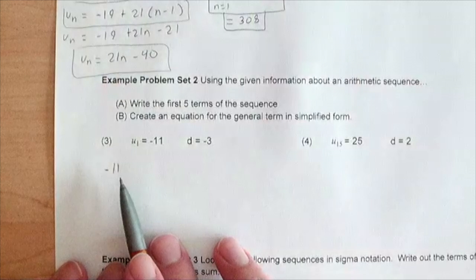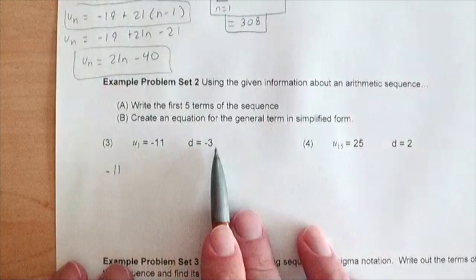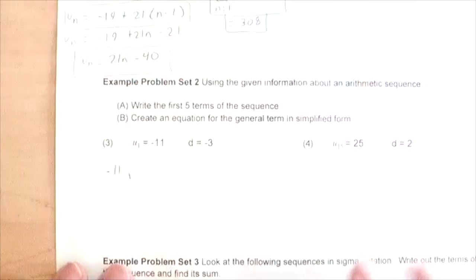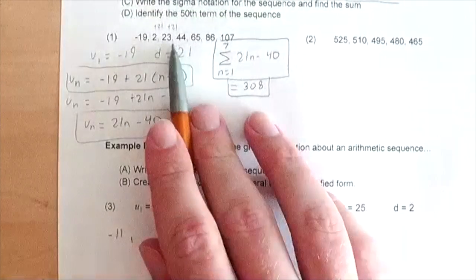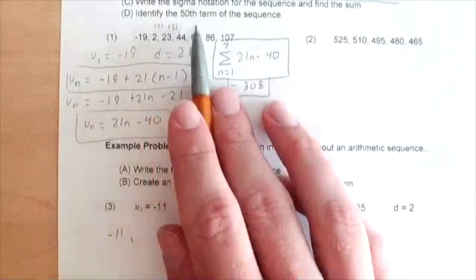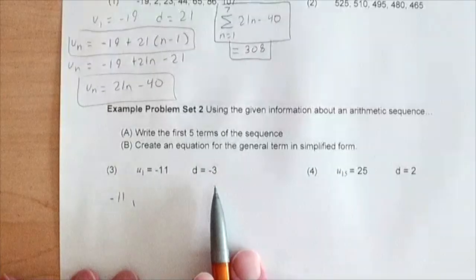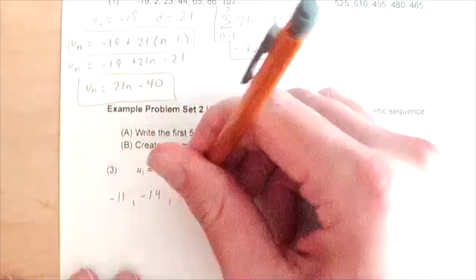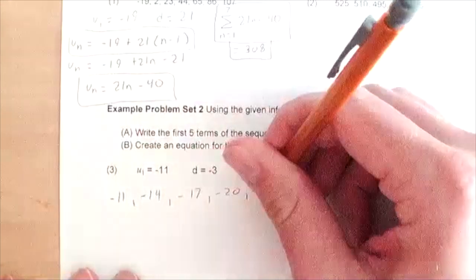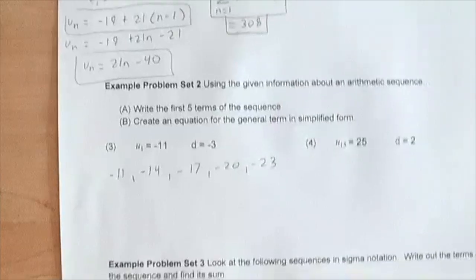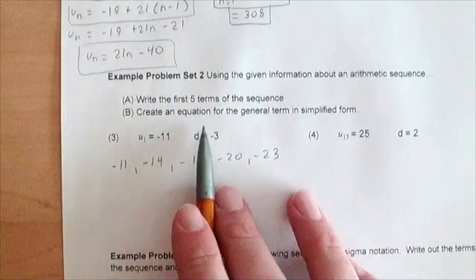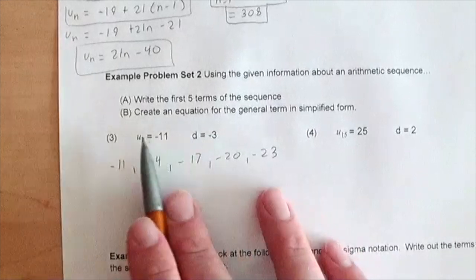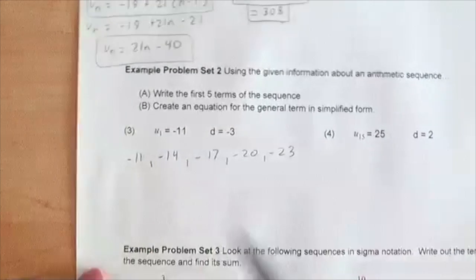So the first term is negative 11, and then the common difference is negative 3. And that means the number is getting less and less by 3. It's going down by 3, right? The common difference here was 21, so we kept adding 21. If the common difference is negative 3, that means we're going to subtract 3 every single time. So those become the numbers. Really straightforward. Then it also just asks us to create the equation. But remember, all we need for the equation is these 2 numbers anyway.